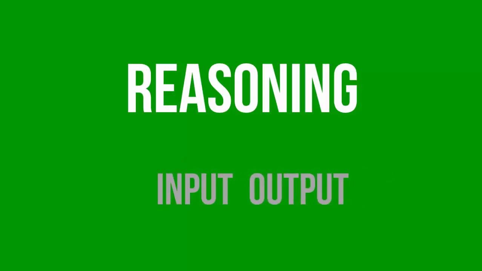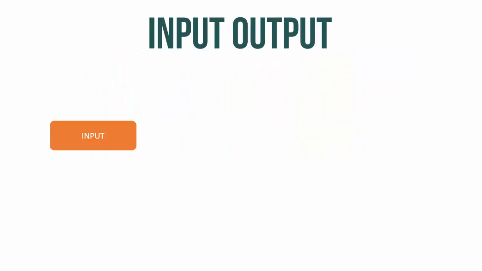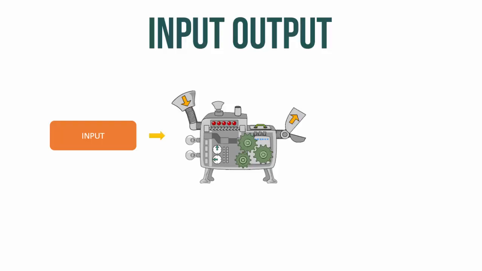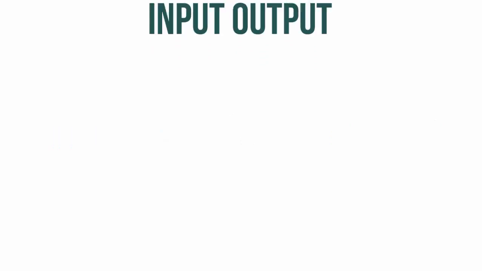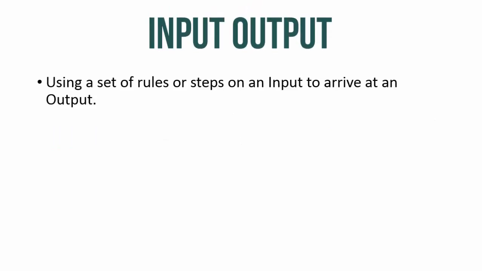The next topic in reasoning that we shall look at is input and output. An input is something that you feed into a process. This process then takes this input, operates on it, and what is generated by the process is known as the output. In this kind of question in the IBPS, you will be given a set of rules or steps which you must use on an input in order to arrive at an output.